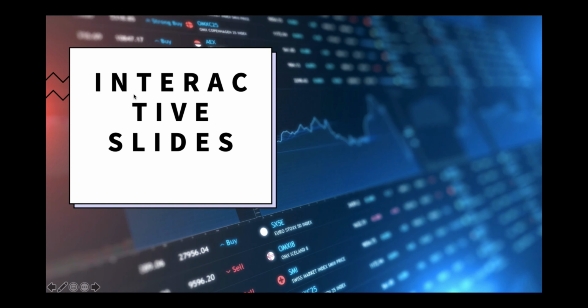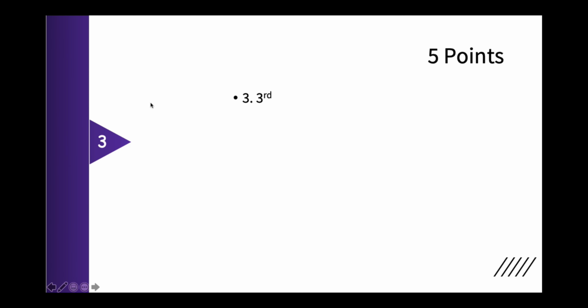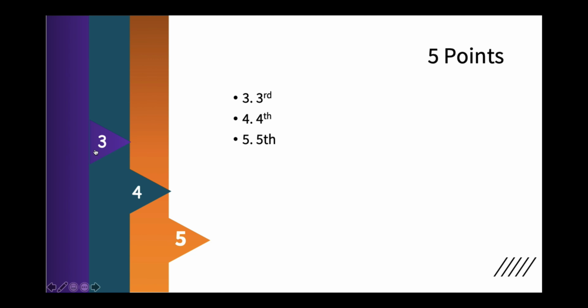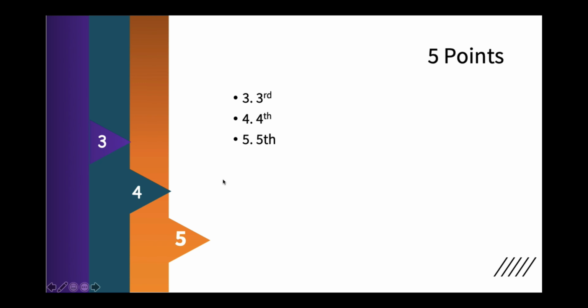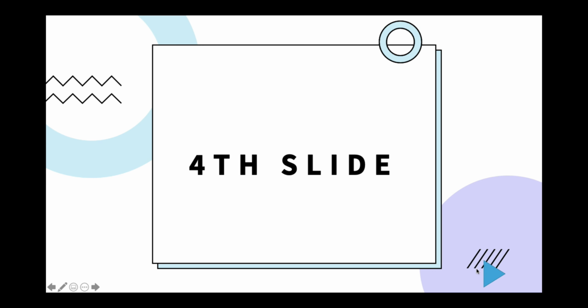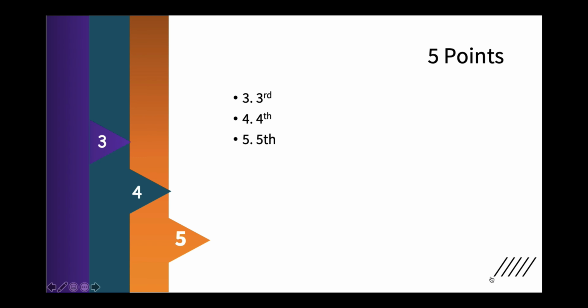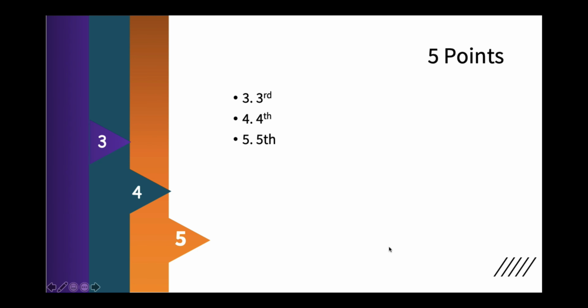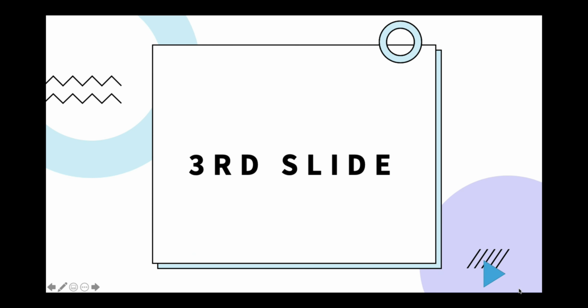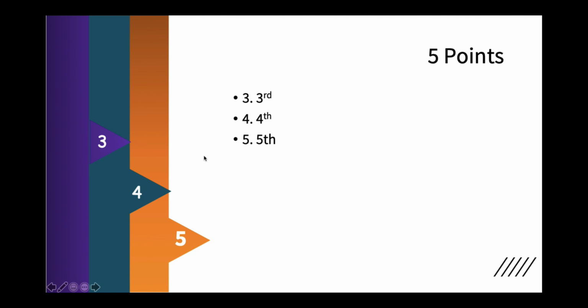So I'll just show you how it works. Now there'll be 3 points. If I click on the number 3, it is going to take me to the third slide, and if I click on this one, it's going to go back to this slide. If I click on 4, it's going to go to the fourth slide, and if I click on this, it's going to come back. If I click on the 5, it's going to go to the fifth slide. So let's see how it works.